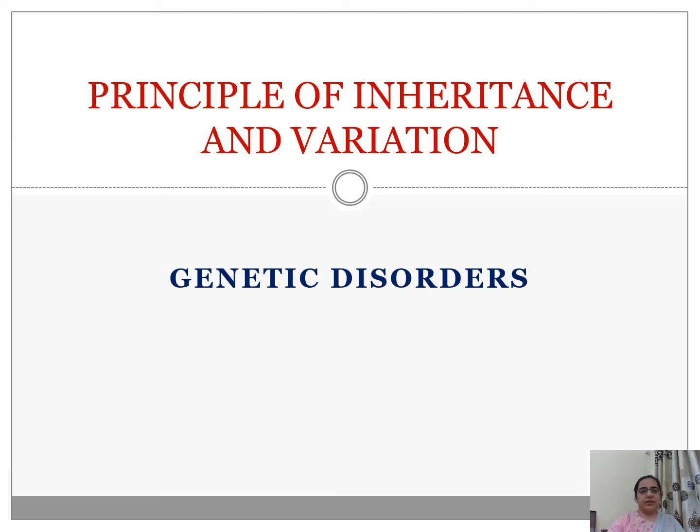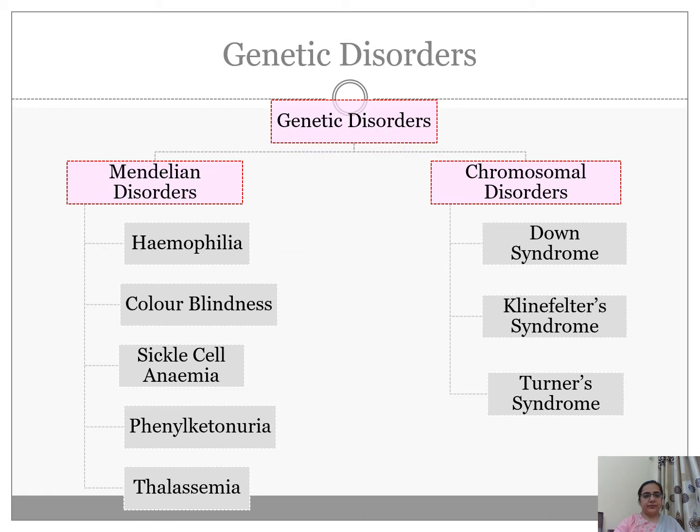Good morning, students. Now we are going to study genetic disorders in the chapter of Principles of Inheritance and Variation. Genetic disorders can be broadly classified into two categories: Mendelian disorders and chromosomal disorders.